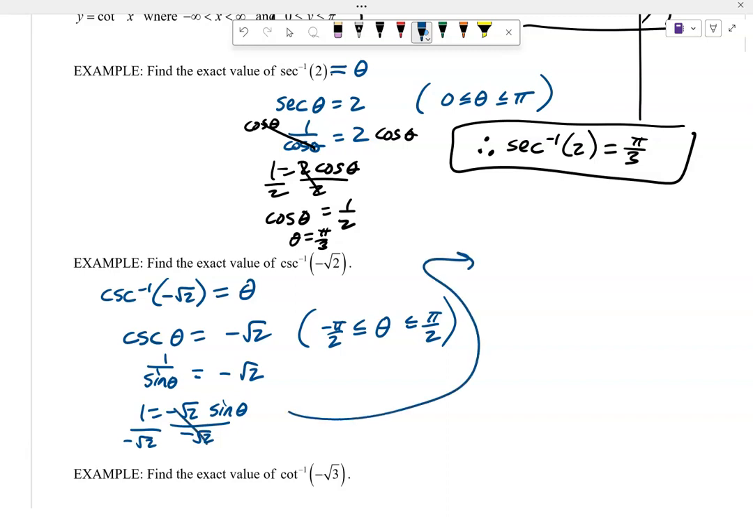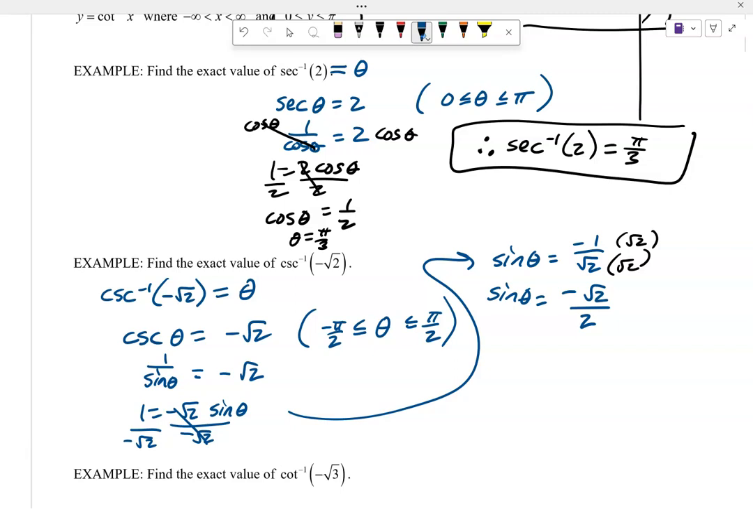So I have sine of theta is 1 over negative root 2. Let me take the negative up top, and then we'll go ahead and rationalize that. So I have sine of theta is negative root 2 over 2.